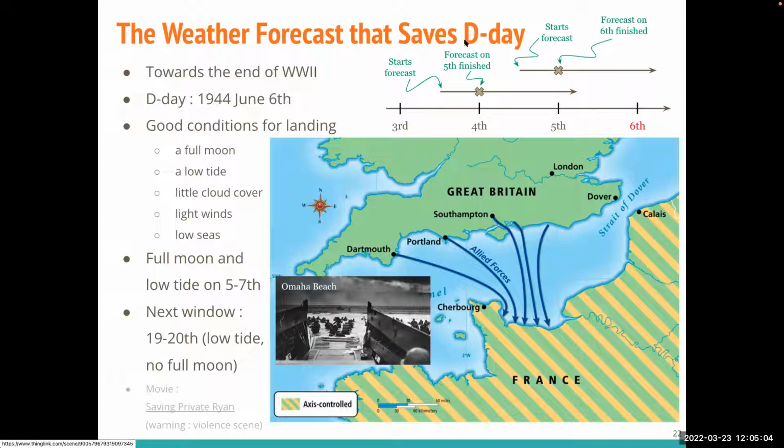Okay, so the same operation here. Of course, they didn't have data assimilation.